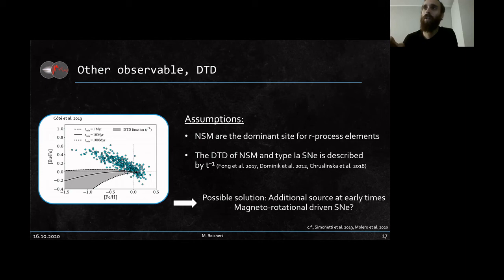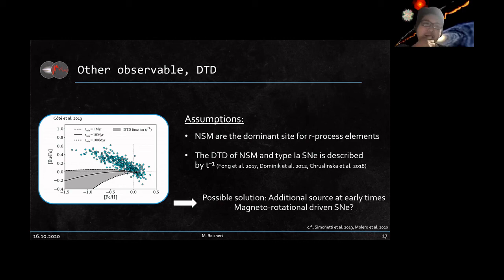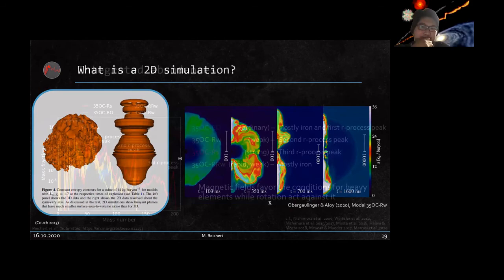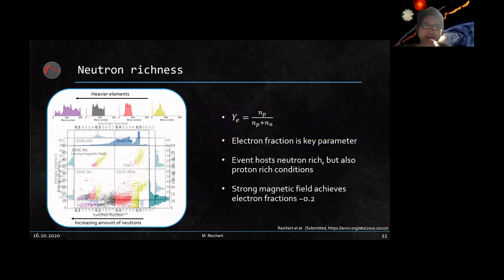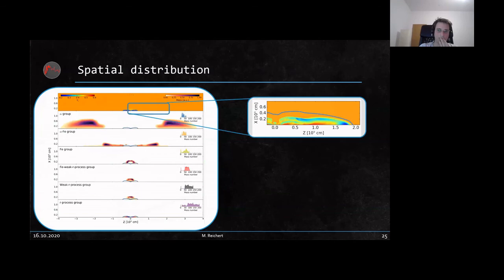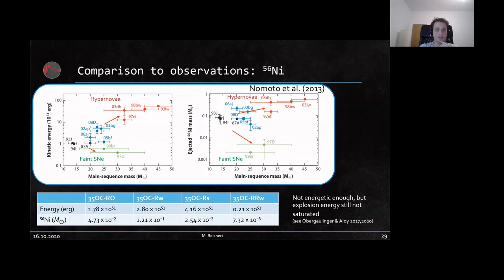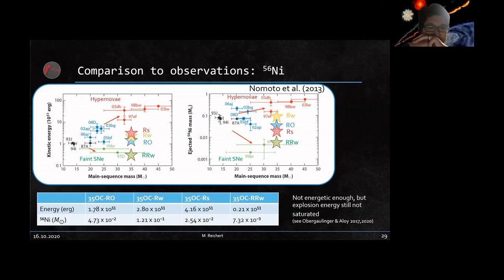Do you find any correlation or relationship between the nickel 56 ejecta and the r-process mass and explosion energy? Yeah, I haven't looked at this. So you mean the explosion energy and the nickel? Yeah, the r-process mass. It's apparently quite hard to do because we don't have the final nickel mass, so we can't really tell. And therefore it does not even correlate with the magnetic field. So I think it's pretty difficult to correlate this with the ejected mass. We haven't looked at it.